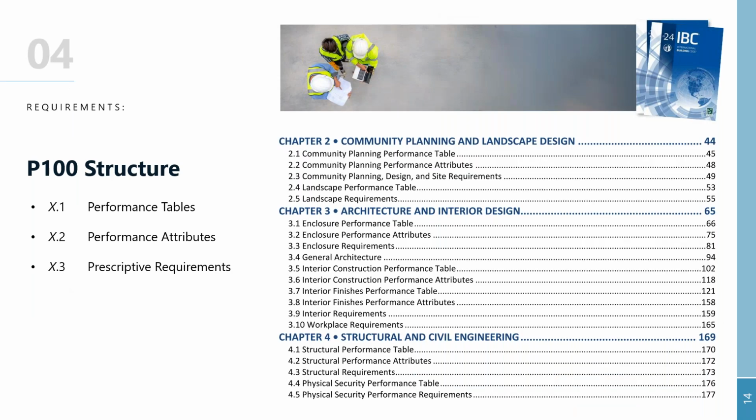All right, the structure. So how the P100 is organized regarding criteria. It includes performance tables and then performance attributes that are really tied to those tables. So a little more context about the performance requirements. But then there's a section for prescriptive requirements. So it's similar to the national codes where there's a mandatory, a prescriptive, and a performance-based. And each of the chapters are structured with those major sections.